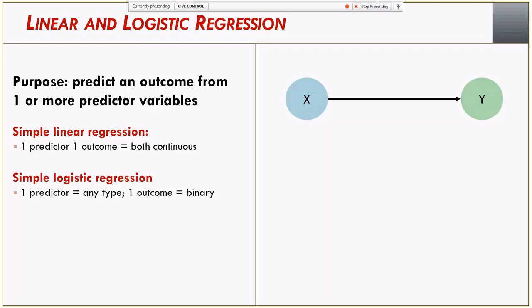So that is the main difference between the two. It's the outcome. With linear regression, the outcome is continuous. With logistic regression, the outcome is binary. So you're trying to predict a yes, no, present, absence type variable with logistic regression. In addition, logistic regression can typically handle any type of predictor variable, whereas with linear regression, you're using continuous variables on both ends. With logistic, on the prediction end, you can have continuous and categorical variables, and on the outcome end of things, only binary.